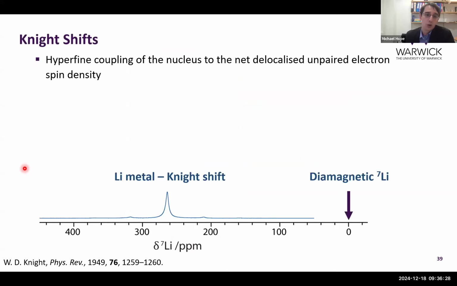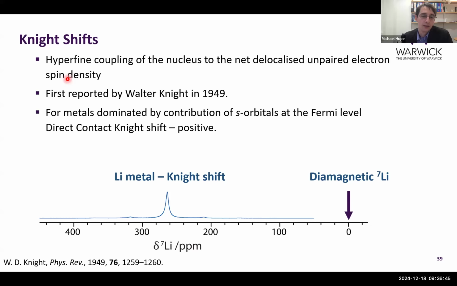These unpaired electrons are also coupled to your nuclear spins. And so this gives rise to something called a Knight shift. So it's the hyperfine coupling of the nuclear spin to the net delocalized unpaired electron spin density. First reported by Walter Knight in 1949. And for lithium metal, at least, we're dominated by s orbitals at the Fermi level. And so we get a direct contact Knight shift, which is positive. So diamagnetic lithium is around 0 ppm, but lithium metal is shifted out to around 260 ppm by this Knight shift.